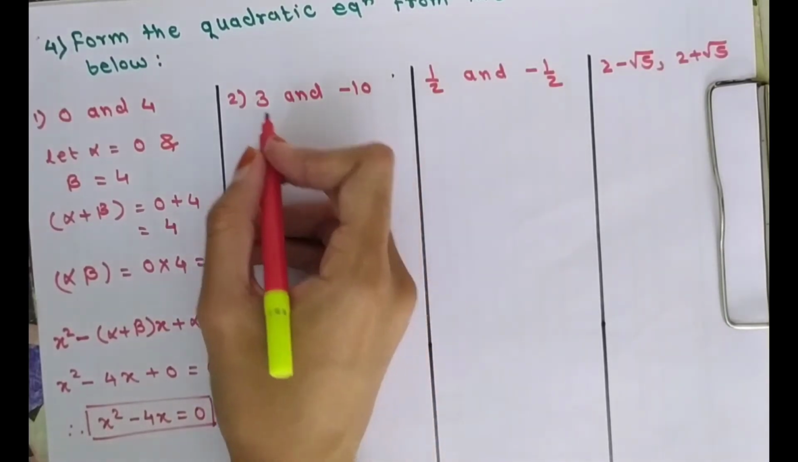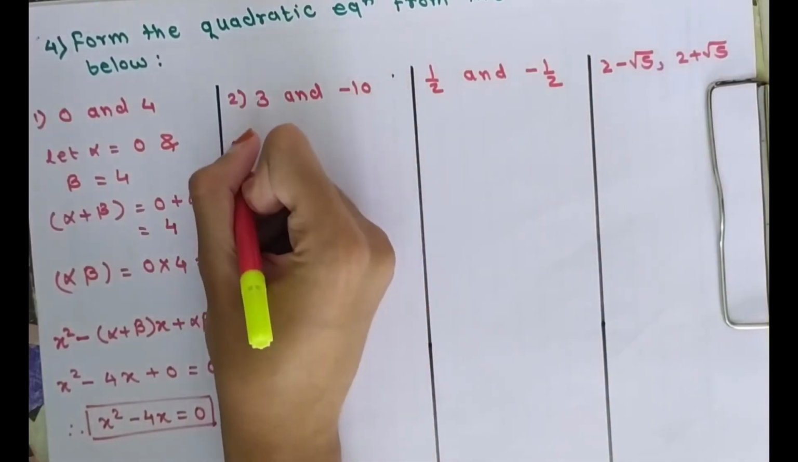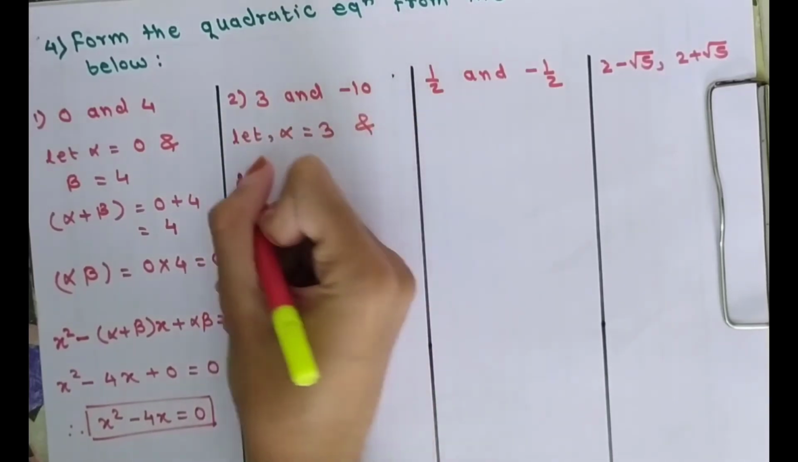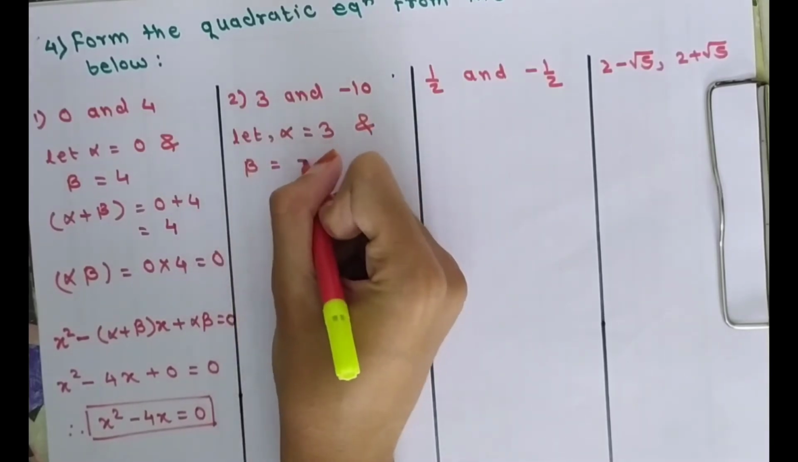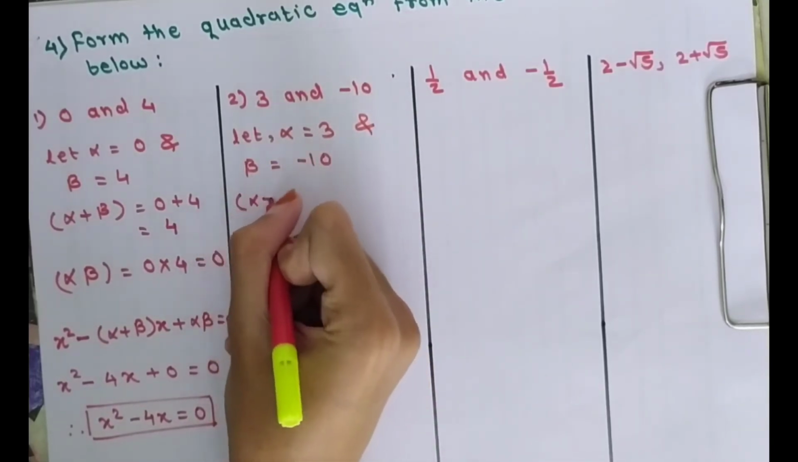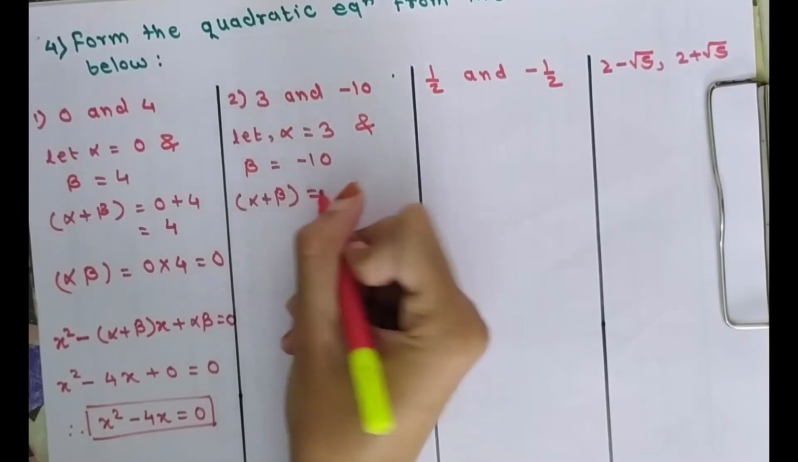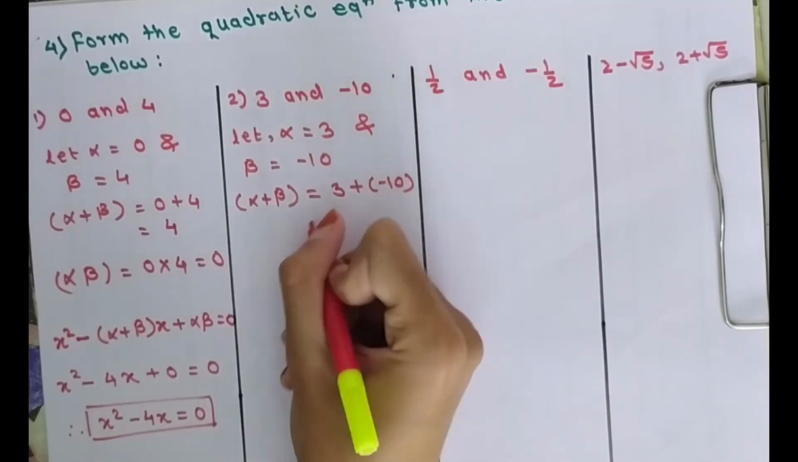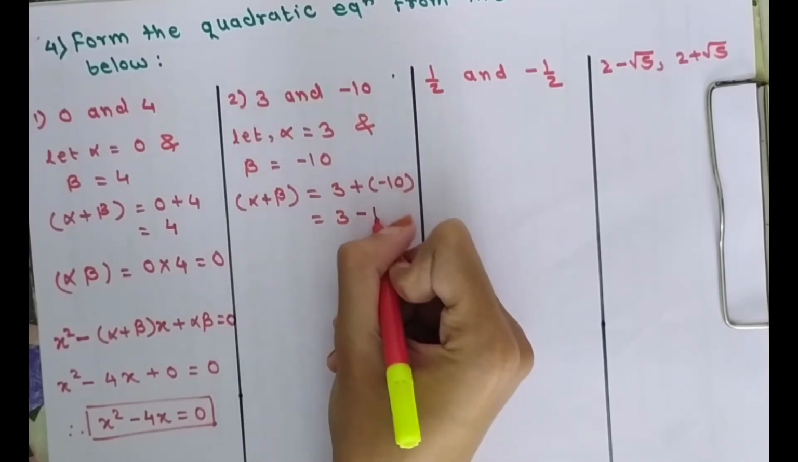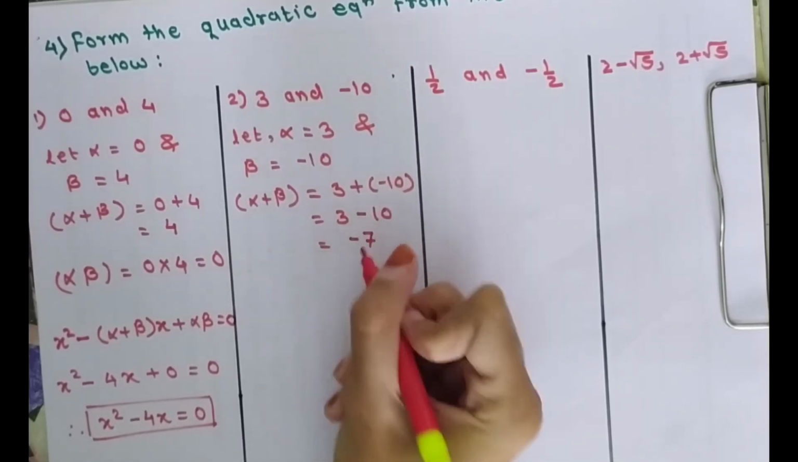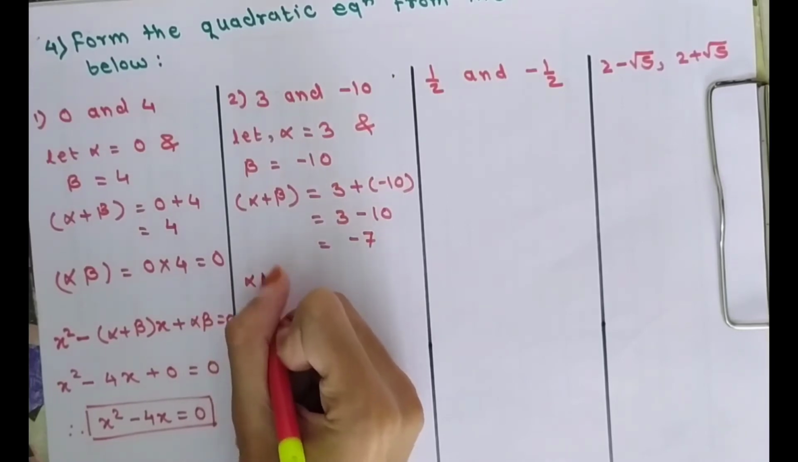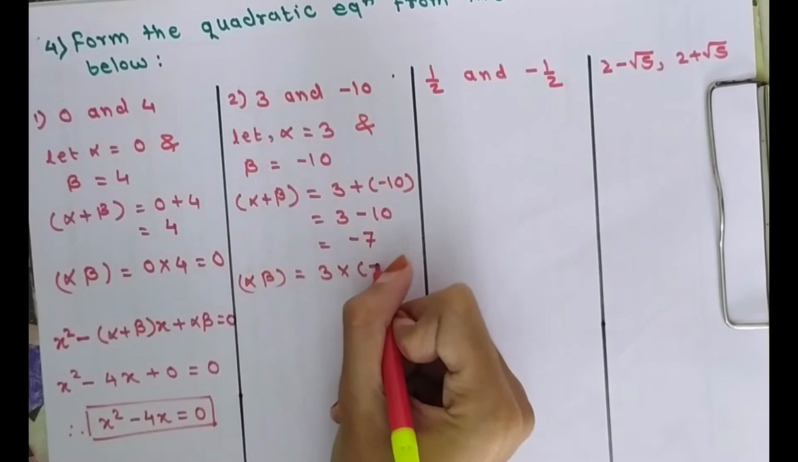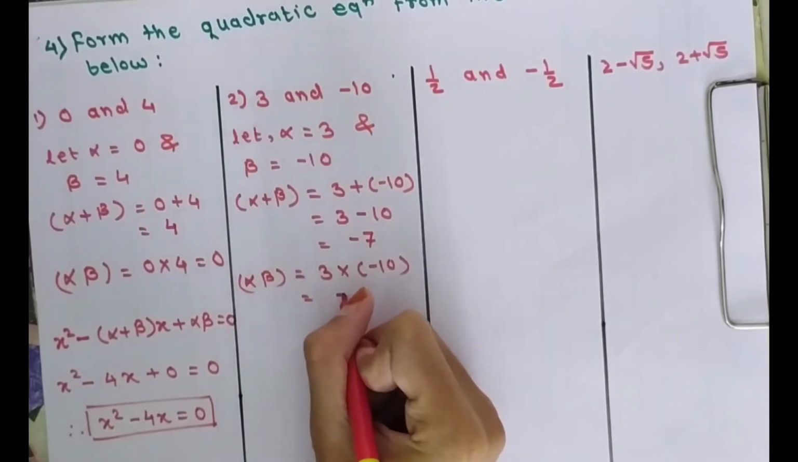Now the next question is 3 and minus 10. So let alpha is equal to 3 and beta is equal to minus 10. So alpha plus beta is equal to 3 plus minus 10. So 3 minus 10 is equal to minus 7. And alpha into beta is equal to 3 into minus 10 is equal to minus 30.